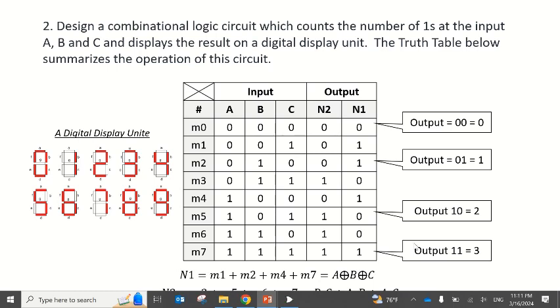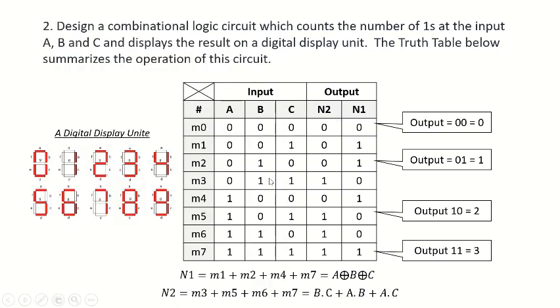For the second problem, we already have a truth table, and we have the circuit again with 3 inputs, but this time we have 2 outputs, N1 and N2. It's asking us to design a circuit that displays the results, which counts the number of ones at the input. Here we have only one one. Here we have 2 ones, and so on. So this is how the output is written with respect to the input. And it should display this result.